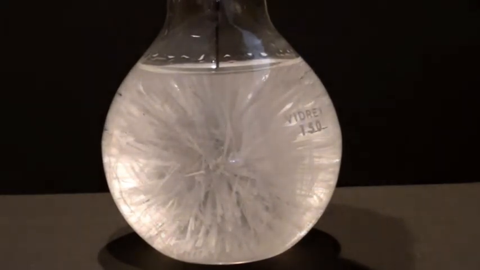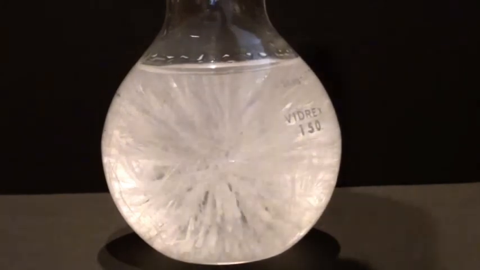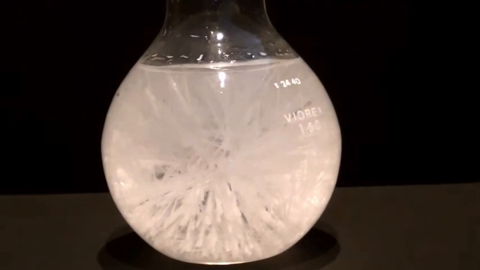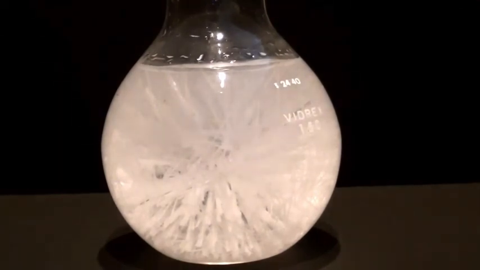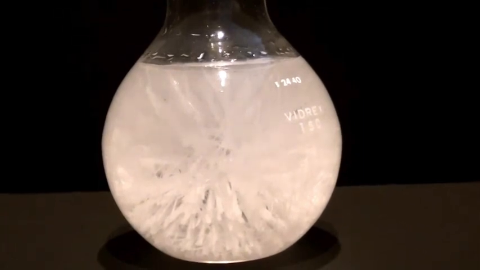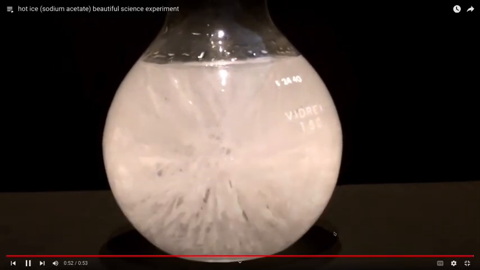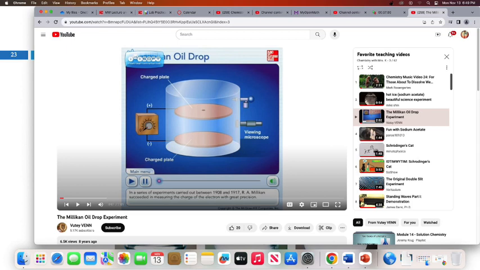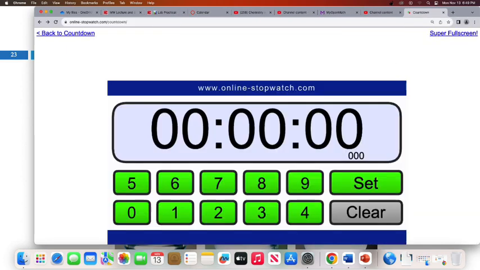Makes a lot of crystals. There was way too much dissolved in there. It is cool, but it's also warm. In a series of experiments. No, we do not want to hear that again. Okay.